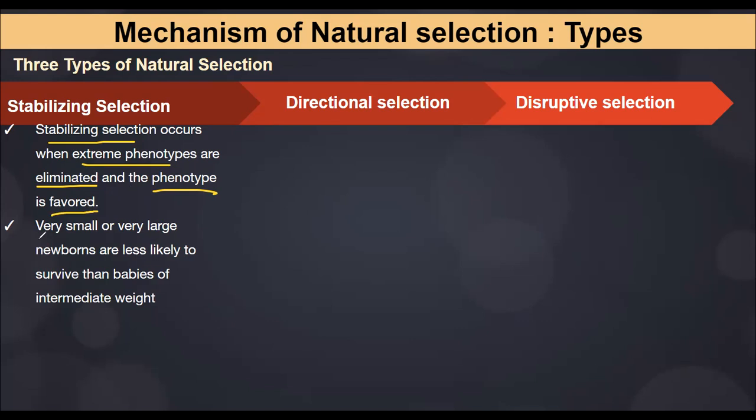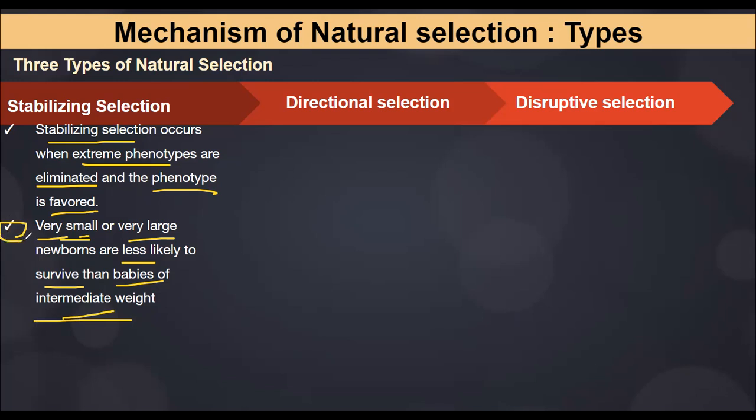For example, you can take very small newborn babies or very large newborn babies. They are less likely to survive. They do not have high chances of survival. They die very early, as compared to a normal baby who has an average or intermediate weight. So this is the example you can take for understanding.